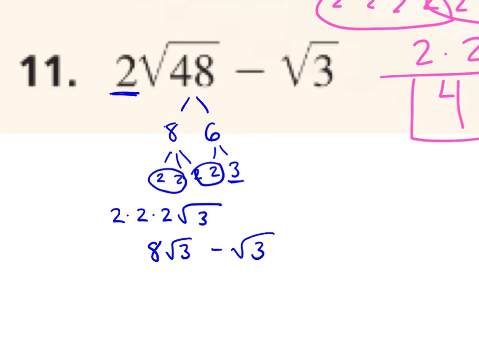Can we combine these now? Yeah, because this is like 8 chickens minus 1 chicken. So what's 8 minus 1? 7. So we have 7 chickens. We had an 8 square root 3 minus square root 3, so this is just 1 square root 3 here. Since it's only 1 square root 3, we don't have any coefficients in front of it, so it's 8 minus 1.